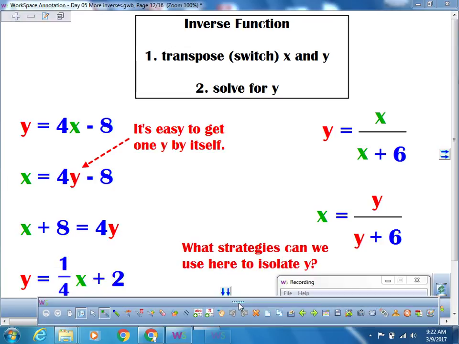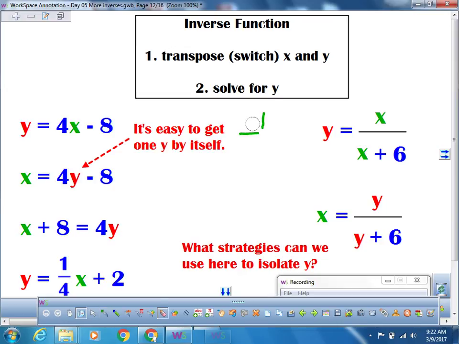Okay, so here's the difference. This is the hardest one. Do you guys see how it's different from the one we just did? I have an x over an x. So if I take the inverse of both sides, it doesn't matter. It's not going to get me anywhere. Does that make sense? The reason I did the last one was because if I had a 1 over x plus 6, if I take the inverse, I got rid of the fraction. Does that make sense?